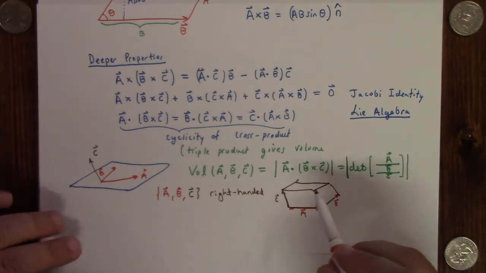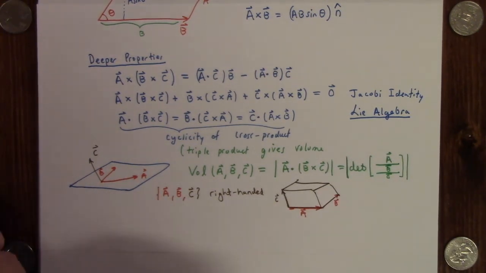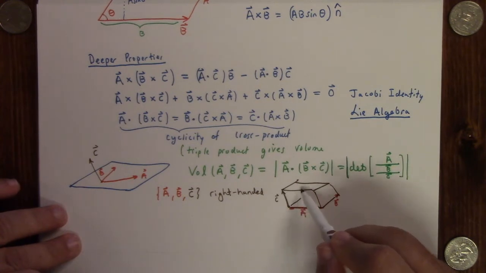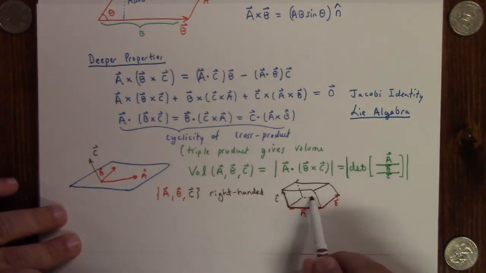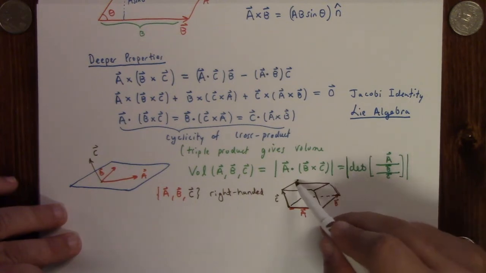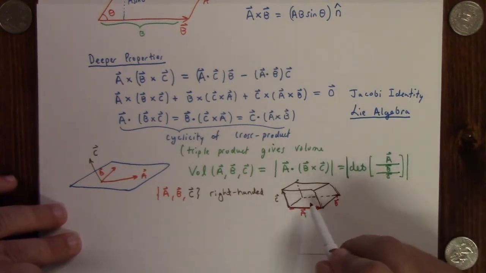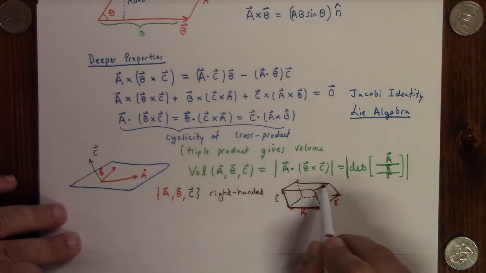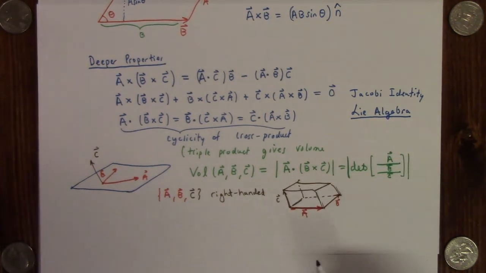This is supposed to be a parallelepiped. So there's another B back here, there's another C right there, there's another A right there, and so forth. So these legs would all be C, and the others A and B. That would make it right-handed.